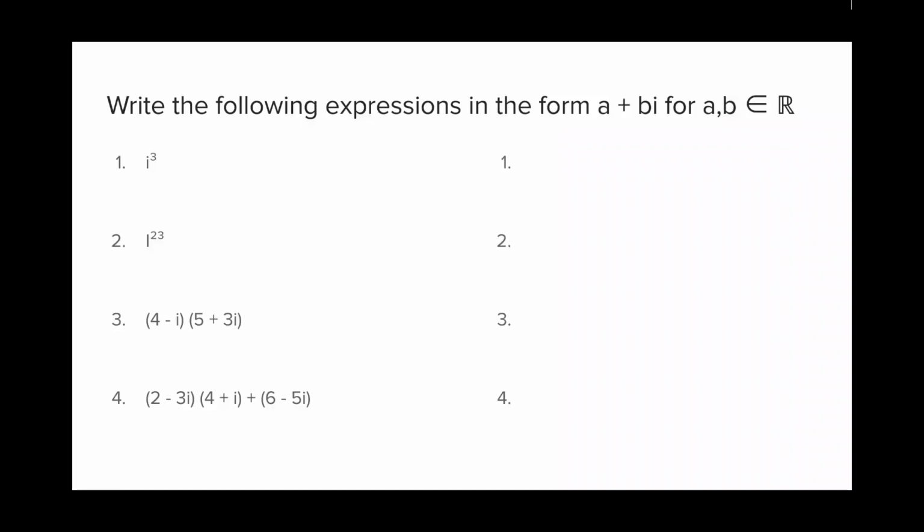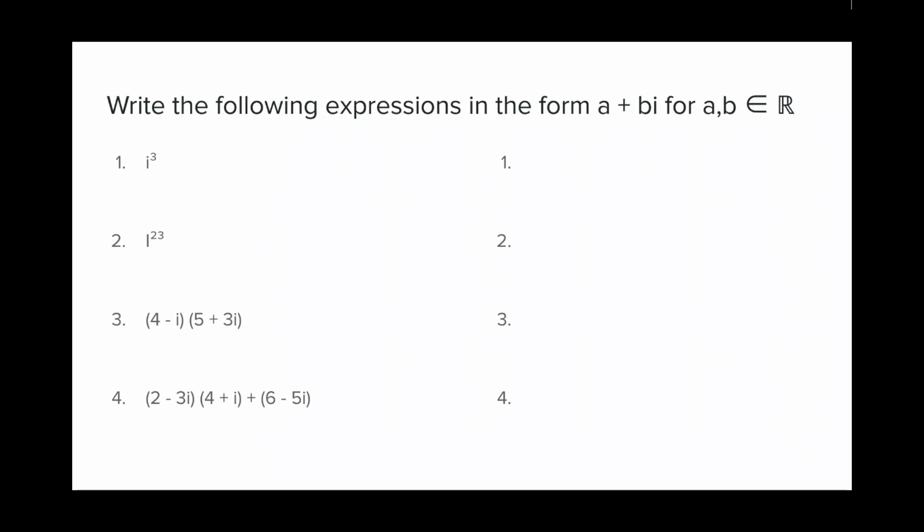Write the following expressions in the form a plus bi, for a and b both real numbers. So we have 1 to 4 here. Those are some questions. We have i cubed, we have i to the 23, we have (4 minus i) times (5 plus 3i), and we have (2 minus 3i) times (4 plus i) plus (6 minus 5i). So pause, have a go, and then we'll get back to it.